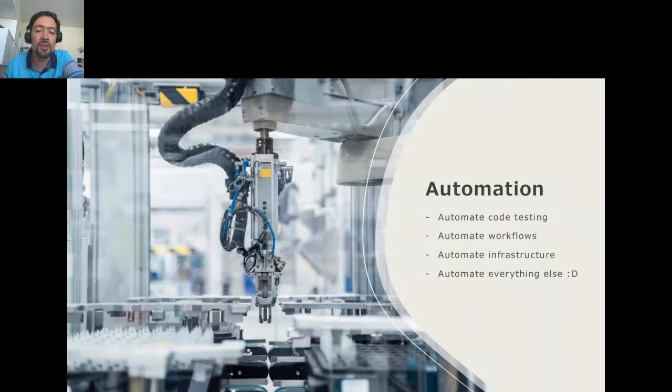Now about the automation. I think that there are really four important points. The fourth one is of course to automate everything else if needed. But what should be definitely automated from my perspective is code testing, workflows, and infrastructure. These three things are not always that easy, but I think that in general it's easy to automate them.